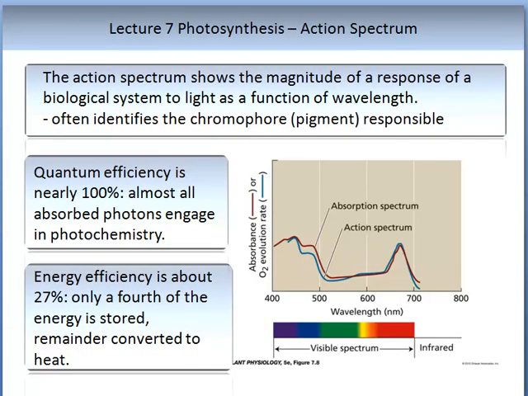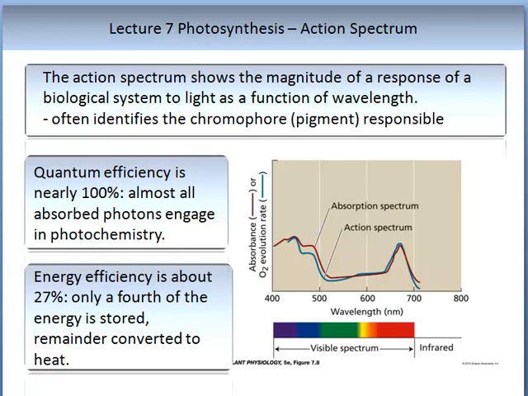Action spectrums are very useful to photobiologists. They show the magnitude of response of a biological system, and it can be any system, to light as a function of wavelength. In the image we have an action spectrum. This is showing the chromophore pigment responsible for light absorption, and it also shows where the light is being absorbed. You can see from this figure that between 400 and 500 nanometers light is being used, and again between 650 and 690.